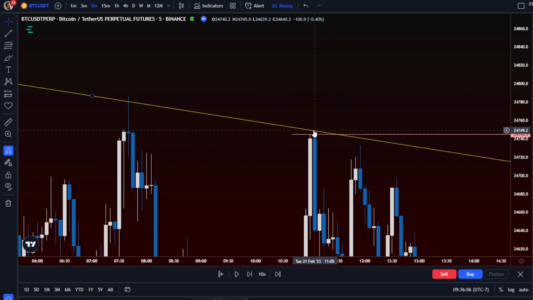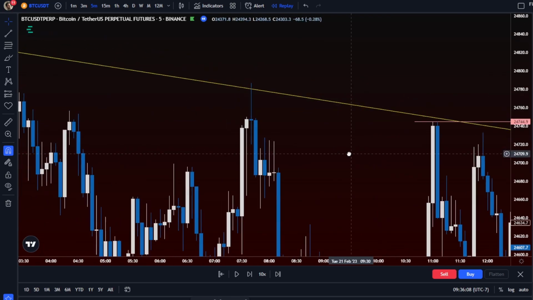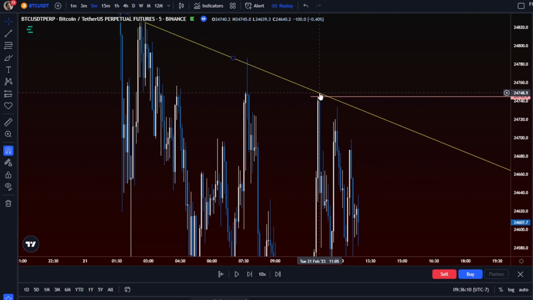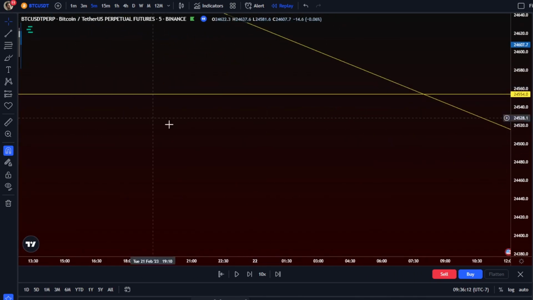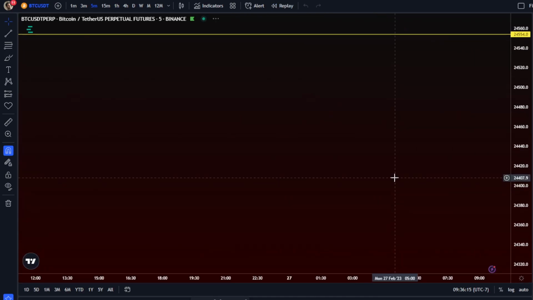But the amount of times this happens is not a lot. You can have trends where they do hit perfectly, but it's so infrequent.